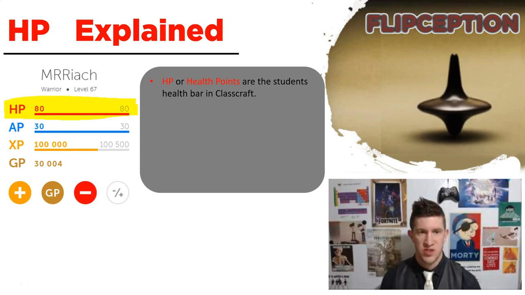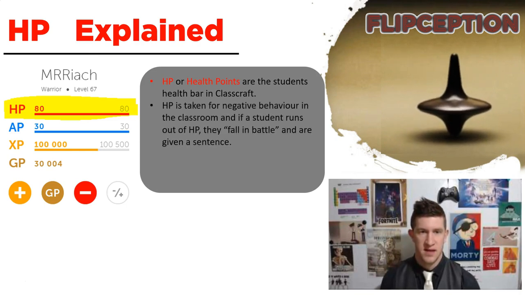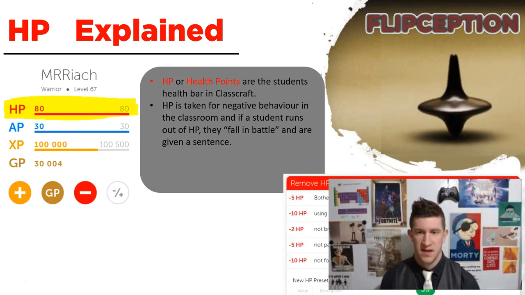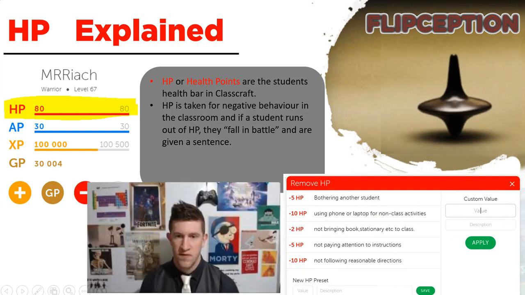HP. This is the student's health bar in Classcraft. HP is taken away for negative behaviour, and if a student runs out of HP, they fall in battle, and this is when they're given a sentence. Here are some of the examples that I have used in my class for removing HP. So, for example, bothering another student, using a phone or a laptop for non-class activity, not bringing books or stationery to class, not paying attention, not following reasonable directions. These are just a couple of basic examples, and these are all fully modifiable.